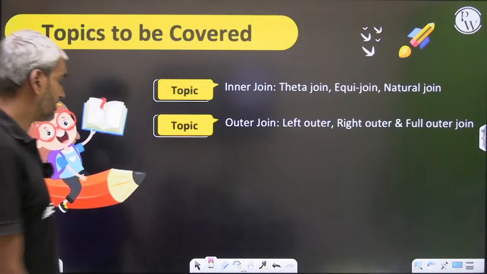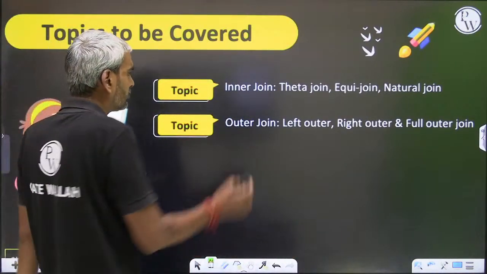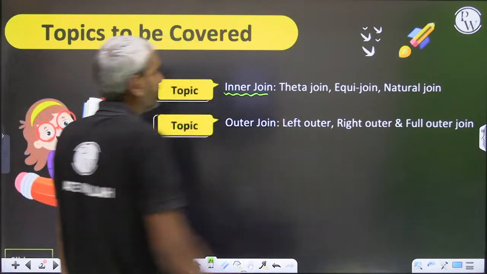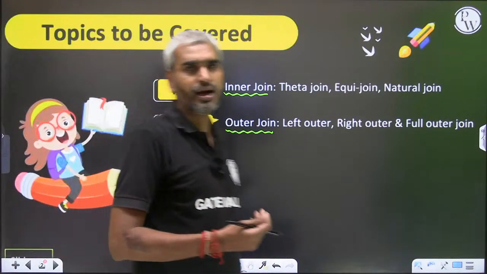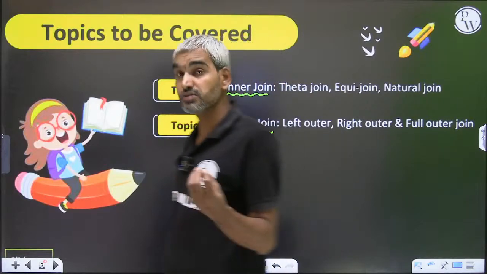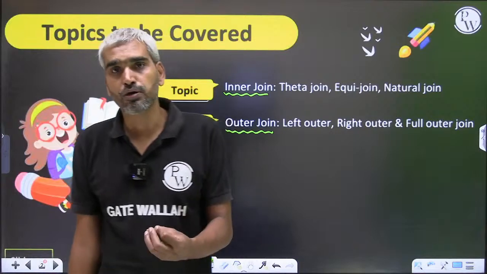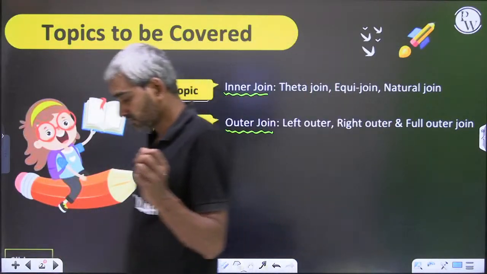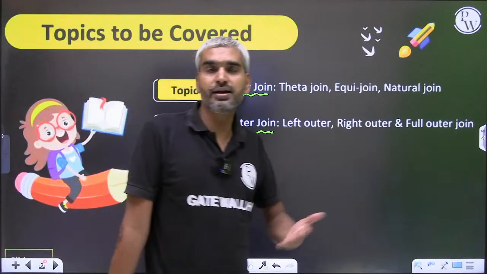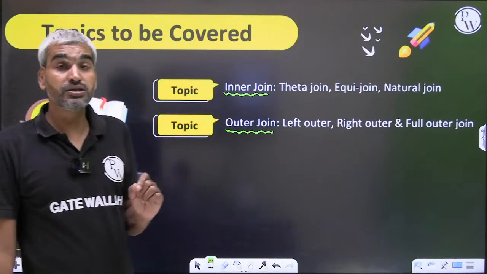So let's start. Basically, we broadly classify all the join operations into two categories: inner join and outer join. I know that most of you will think that this topic is easy, but as I said, natural join is one of the most important concepts of database management system from the GATE point of view. It will be required at three different places: in SQL, in relational algebra, and apart from that, to solve the questions of normalization.